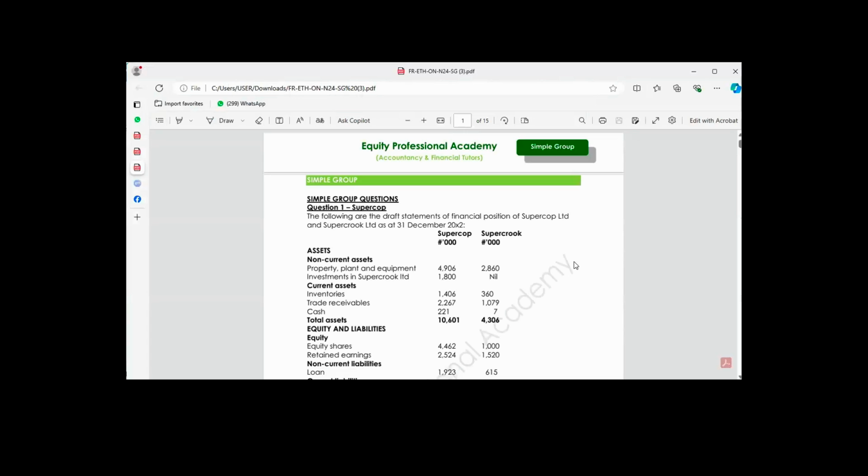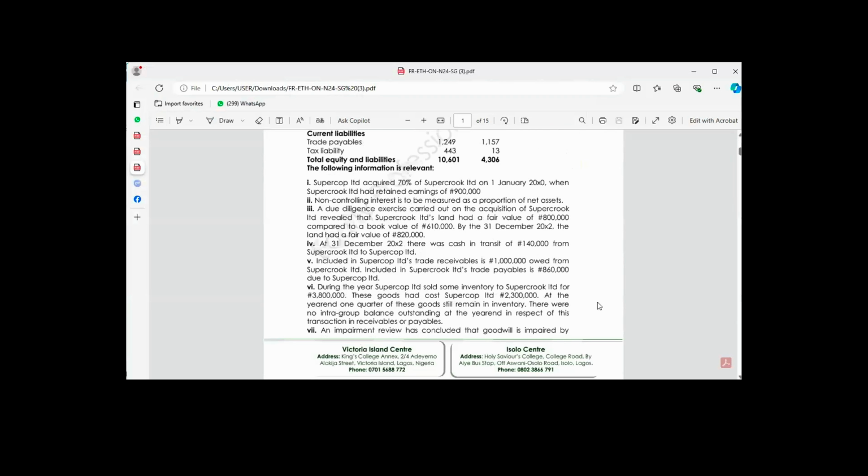Look at this. Simple group. Supercorp Limited acquires 70% of Supergroup. What is my own duty in exam? He has given me the group structure. Parent is 70, NCI is 30%. That is what we mean as giving directly from the question.